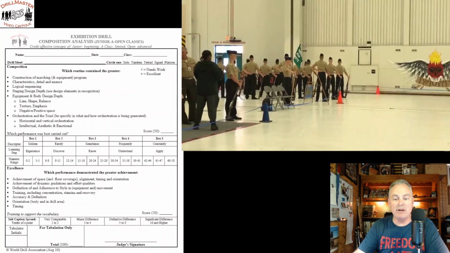and be specific in what and how orchestration is being generated. I'm going to have to go into the triad of the intellectual, aesthetic, and emotional effects there. But you can design these effects into a performance. Once you understand them fully, then you can think of ways to actually put these effects into the performance.